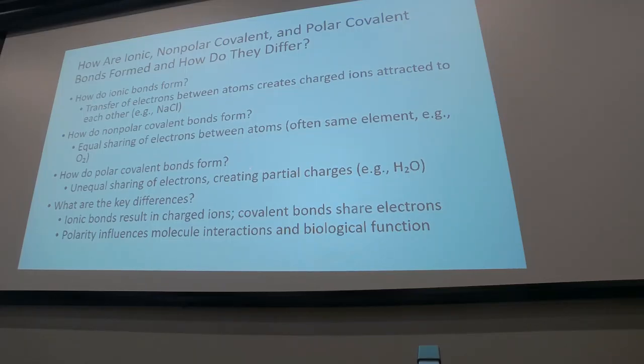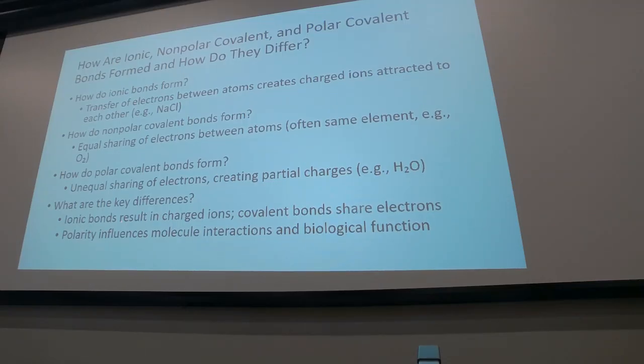And now water, which is basically a compound in which you combine two hydrogens with an oxygen, is a polar covalent bond. Why? Because they unequally share electrons. Electrons, in this case, spend more time with the oxygen than with the hydrogen when they share them. So this creates a partial charge. The oxygen is going to be negatively charged, while the hydrogen is going to be positively charged.